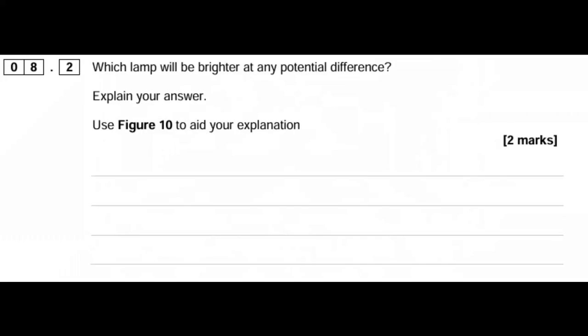Okay, next up they're asking which lamp will be brighter at any potential difference and asking for an explanation. And they're expecting us to use figure 10, which was the graph I showed you earlier for this.